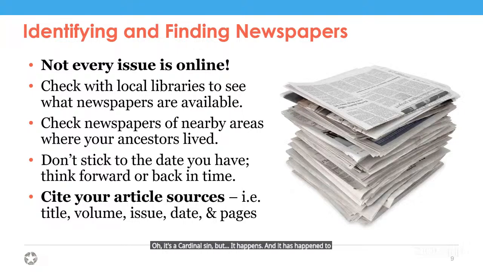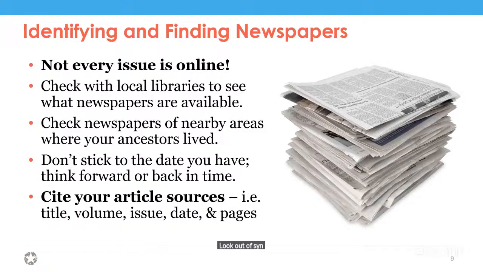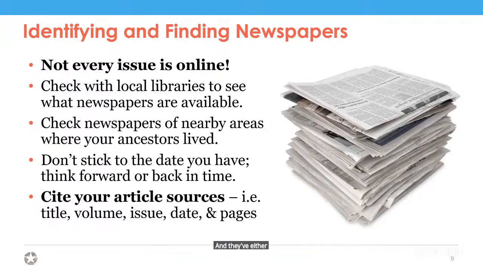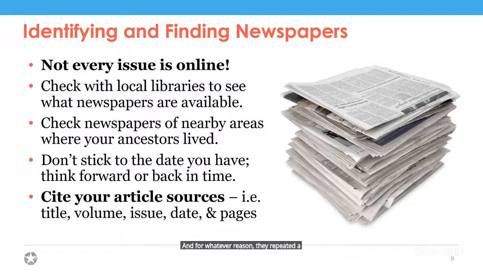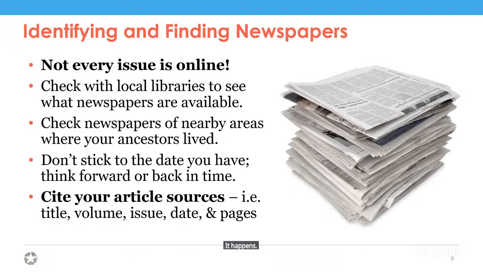If you look back as you're going through, and some of the volume numbers look out of sync and the dates are in order, something like that has probably happened. They've either reused a volume number and then continued on and never fixed it, or a newspaper changed hands, changed ownership, and for whatever reason they repeated a volume number or started over with a completely different volume number. It happens. But by all means, cite your article sources.